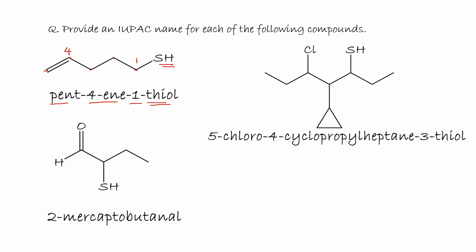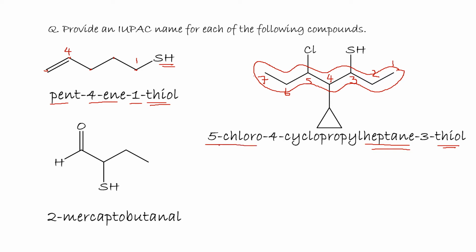What about this one? Long chain, containing the SH, so it's thiol. 1, 2, 3, 4, 5, 6, 7, so it's heptane 3-thiol, 1, 2, 3, 4, 5, 6, 7. On 5 we will find chloro. On 4, cyclopropyl. So it is 5-chloro, 4-cyclopropyl, heptane 3-thiol.